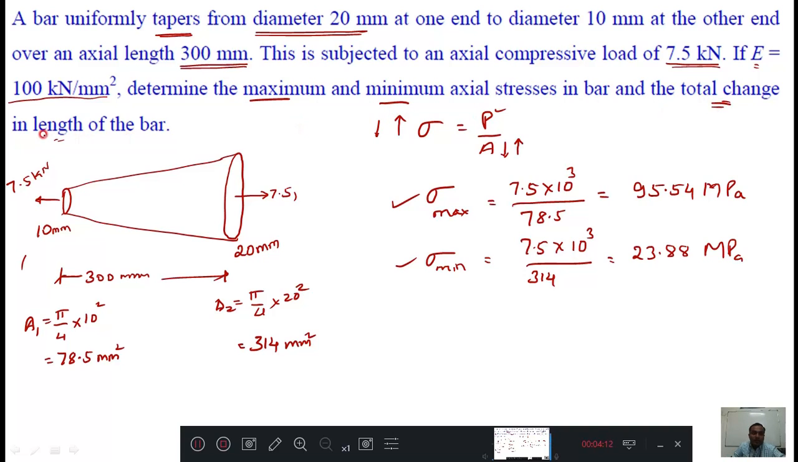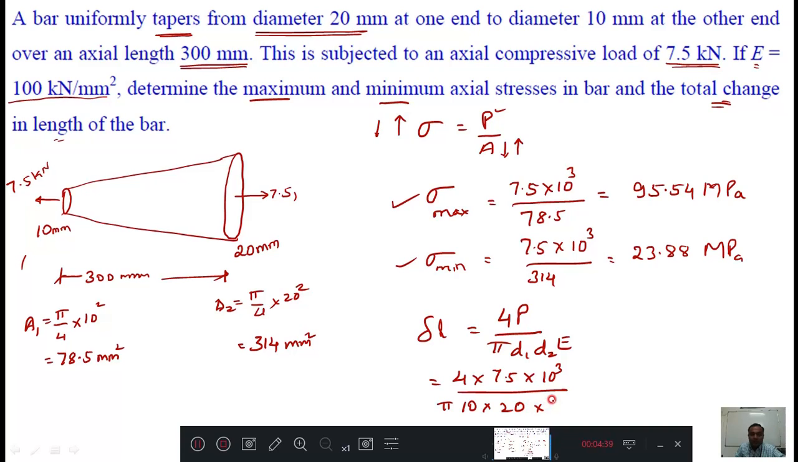Then the total change in the length of the bar. In the previous class we derived the expression, that is 4PL by pi d1 d2 E. That answer will be 4 into 7.5 into 10 raised to 3 divided by pi, D1 is 10, D2 is 20, E is 100 into 10 raised to 3. The answer is 4.77 into 10 raised to minus 4 mm.